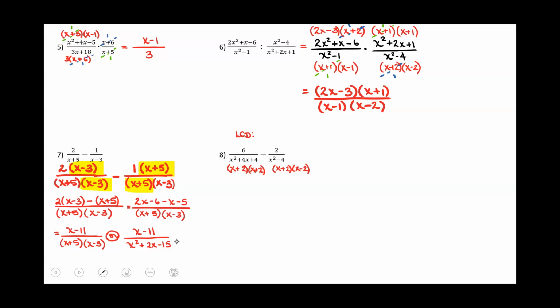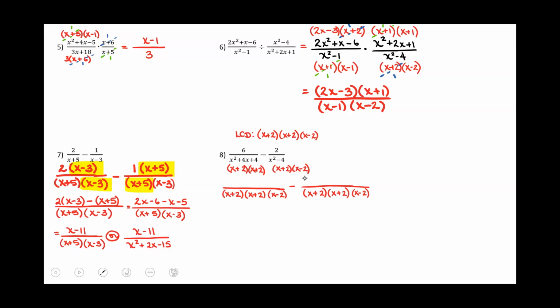Now, some people, for their least common denominator, they just keep all their denominators. So they would keep this guy, which is x plus 2 times x plus 2, and they would keep this guy, which is x plus 2 times x minus 2. In that case, my least common denominator would be x plus 2 times x plus 2 times x plus 2 times x minus 2. That is a common denominator, but it is not the least common denominator. It'll work, but I'll have to do a lot of extra work that I don't want to do.